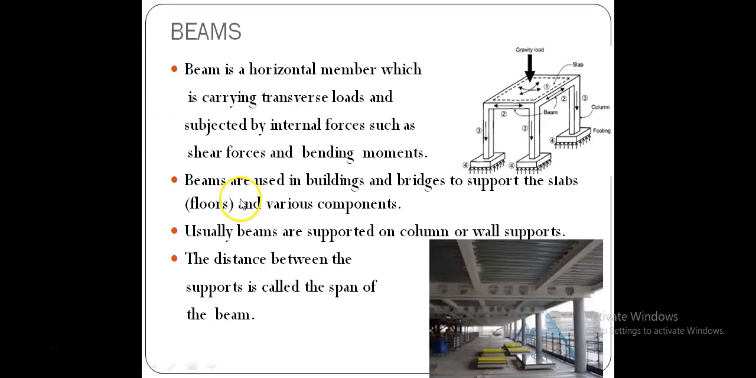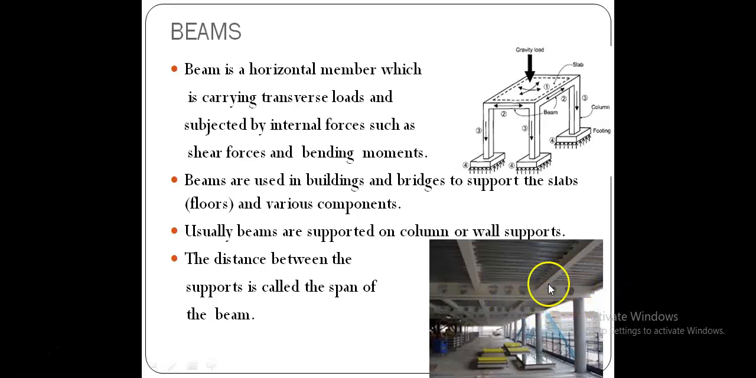Beams are used in buildings and bridges to support slabs. So beams are nothing but supporting members. Okay. Usually beams are supported on column or wall supports. These beams are supported on walls or sometimes at columns. And sometimes it is supported over another beam.